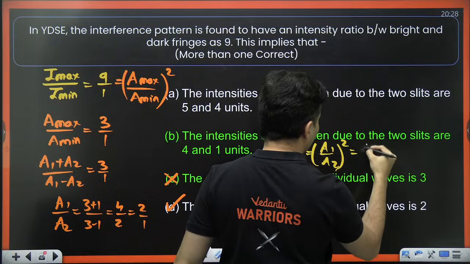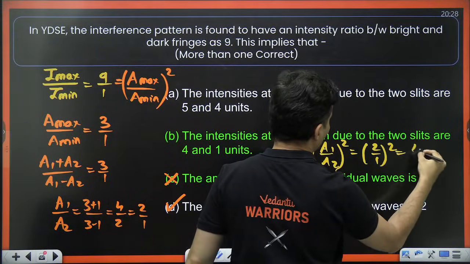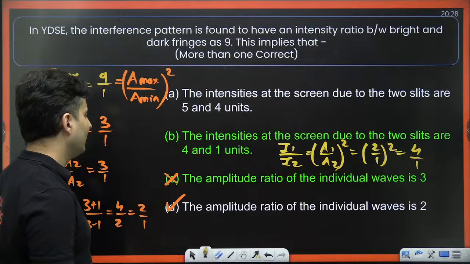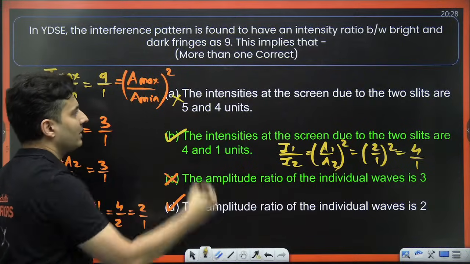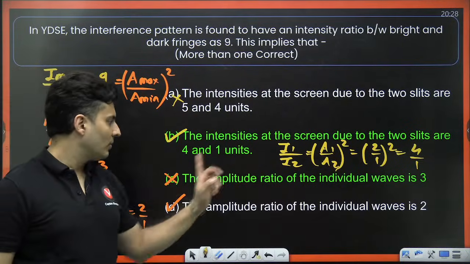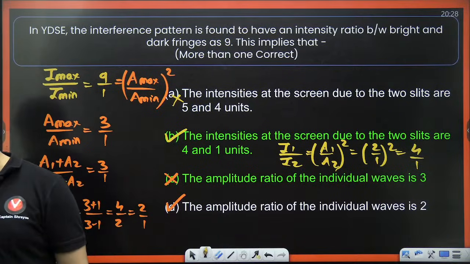A1 by A2 is nothing but 2 by 1 square. So that will be 4:1. So 4:1, that is also correct. So this is going to be wrong. So B and D will be the correct ones.